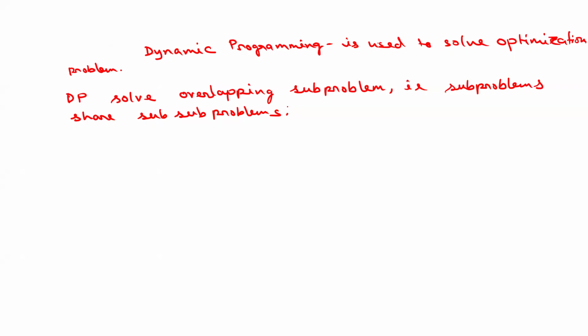But now, what is the difference between dynamic programming and divide and conquer? Both are used to solve subproblems and combine the solutions of the subproblems. But the difference is that DP solves overlapping subproblems. So the first thing is we need to know the difference between DP and divide and conquer.